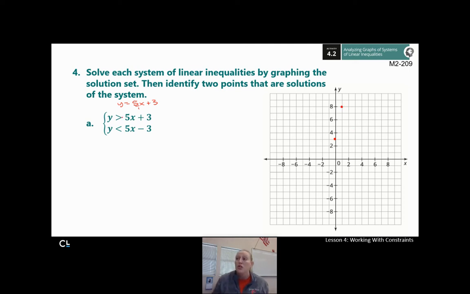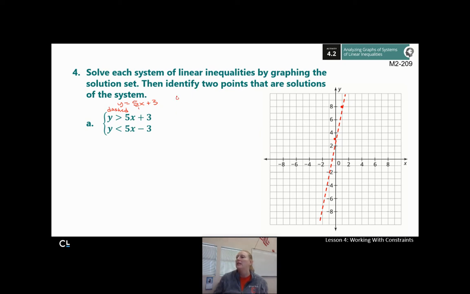Now, notice no equal sign. So this line is dashed. So I'm going to dash it. There we go. We need to figure out which side to shade. So again, I like to pick 0, 0. If 0, 0 is a solution, we shade that side. If it's not a solution, we shade the other side.